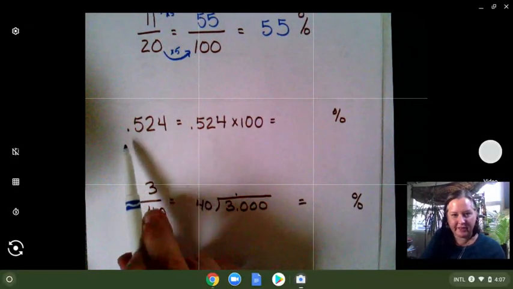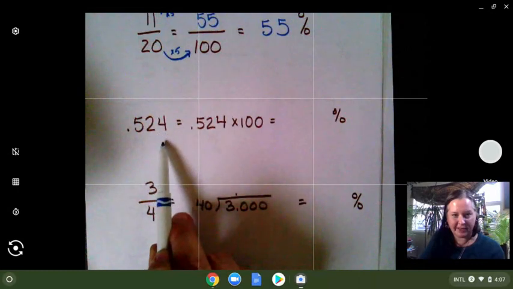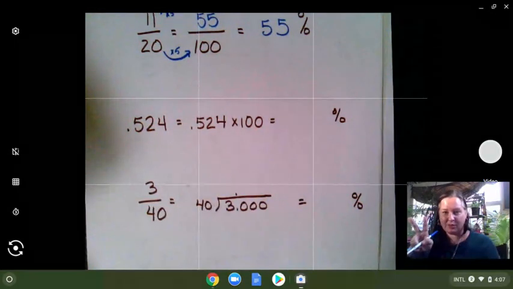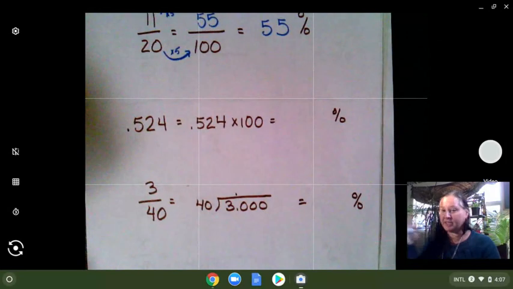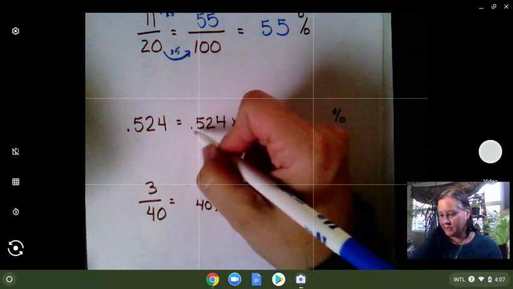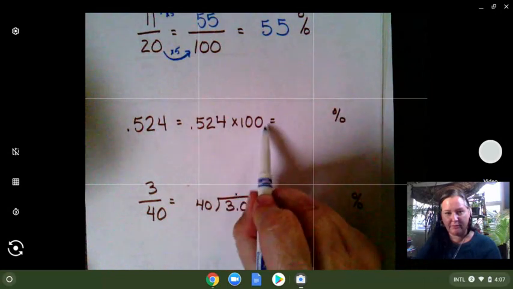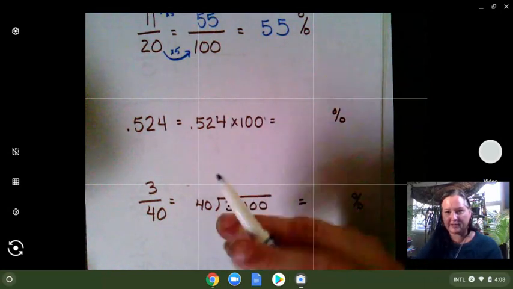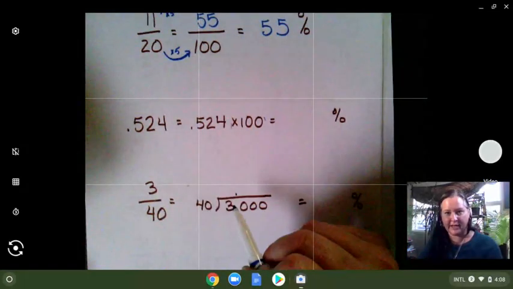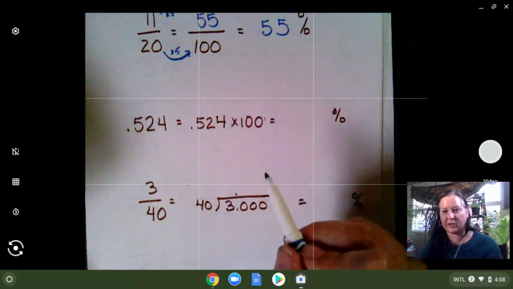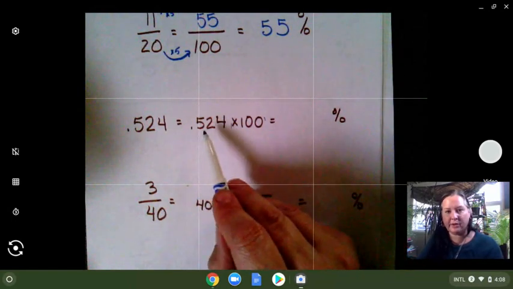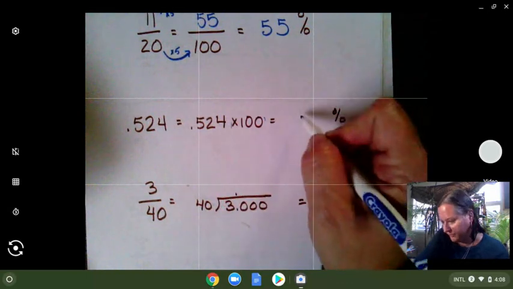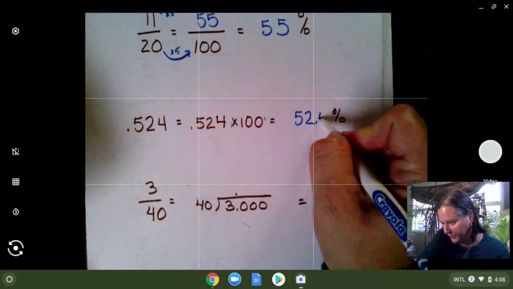Okay, so here they give us a decimal, but it's a decimal that goes all the way to the thousandths place, and we can only move our decimal 2 spots when we make it into a percent. You can't just get rid of the decimal. You can only move it 2 spots because you're multiplying by 100, right? That's what you're going to do in order to turn it into a percent. That was what was on our notes on the first page. So here when you multiply it by 100, you get 52.4%.